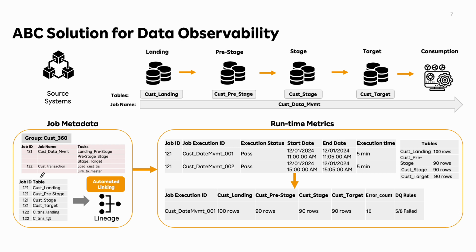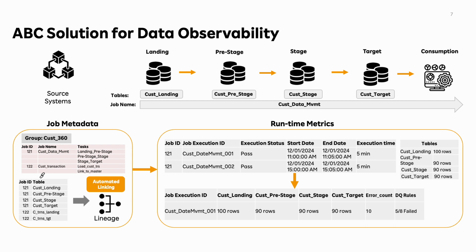Then typically you would be integrating your ABC monitoring system into your data ecosystem. And once you integrate, it should automatically start giving you all the runtime information of your jobs. As you can see here, for the customer data movement jobs, I can see the job is being executed twice. The execution status is pass, and you can see all the start time, end time, and execution time.